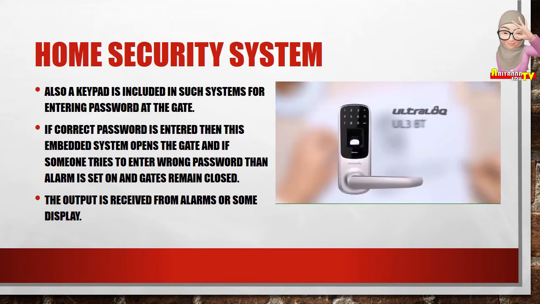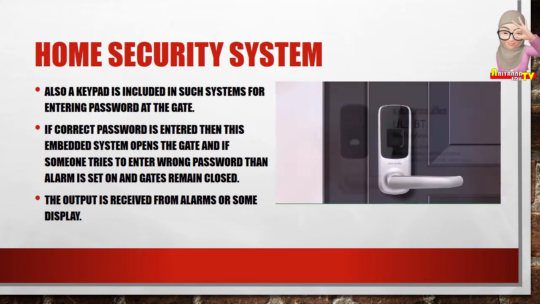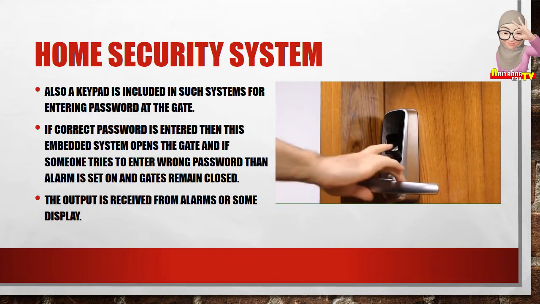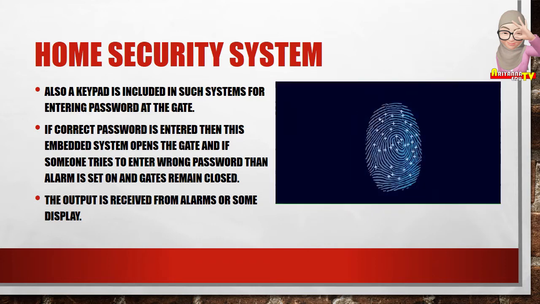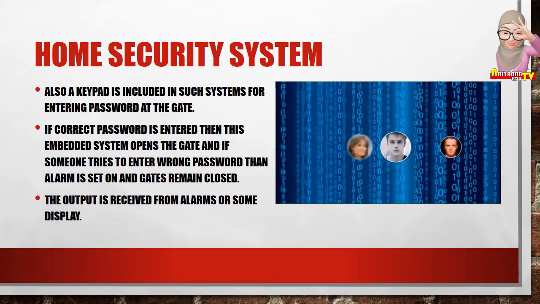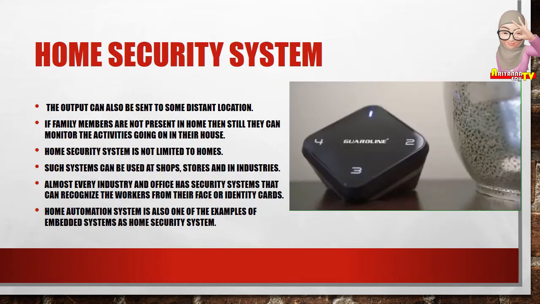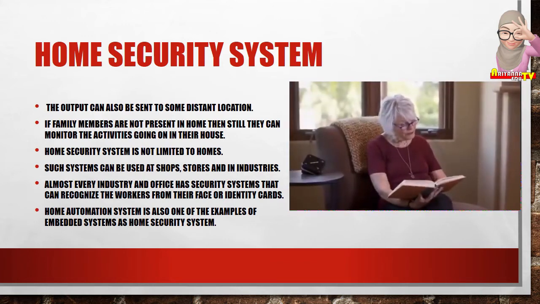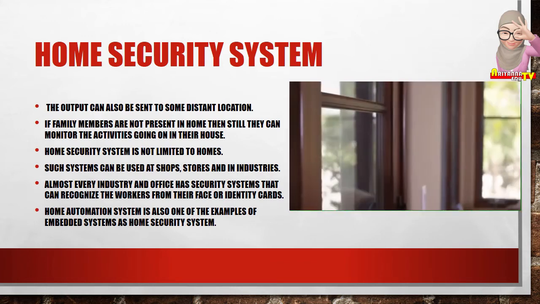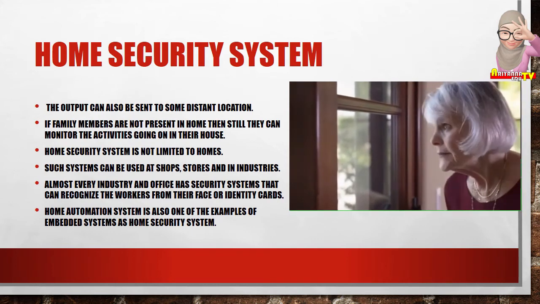If the correct password is entered, then this embedded system opens the gate, and if someone tries to enter a wrong password, then the alarm is set on and the gates remain closed. The output is received from alarms or some display. The output can also be sent to some distant location. If family members are not present at home, they can still monitor the activities going on in their house.